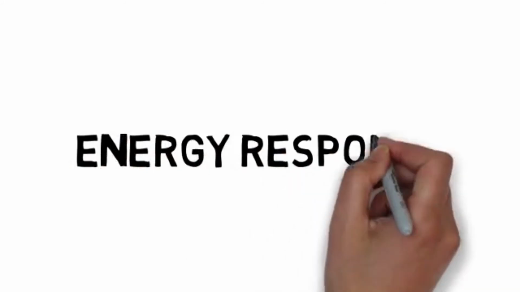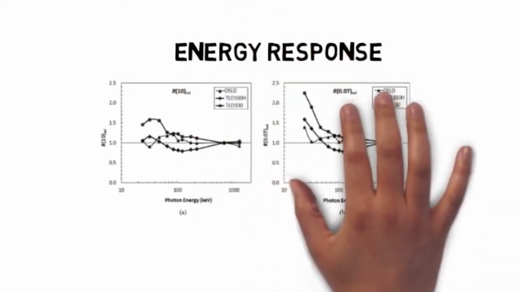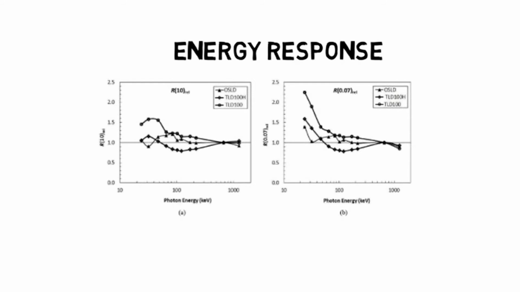These figures show area and personal dosimeters, which are OSL, TLD100H, and TLD100 curves versus photon energy. For TLD100, both curves showed significant overresponse. For OSL and TLD100H, the curves are slightly overresponse. It can be concluded that the OSL dosimeter yields a better energy response performance compared to TLD100H and TLD100.